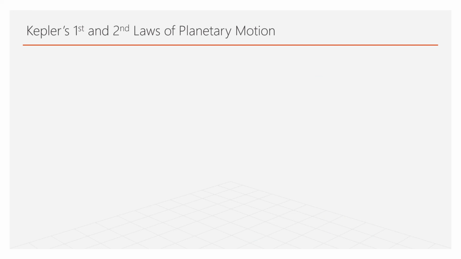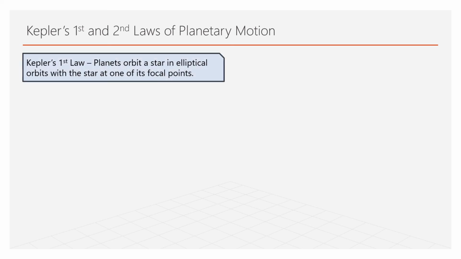Let's now look at Kepler's first and second laws of planetary motion. Kepler's first law of planetary motion says that planets orbit a star in elliptical orbits, with the star at one of its focal points.